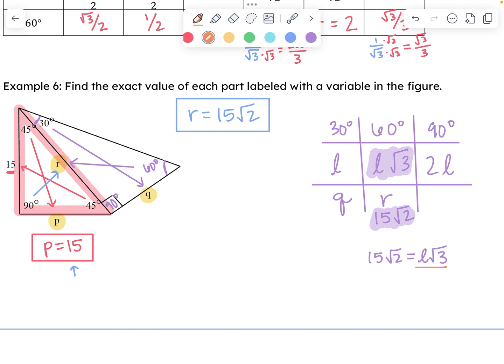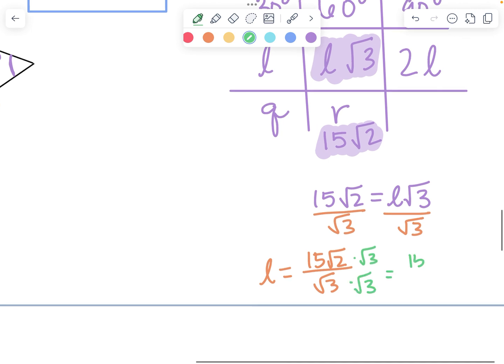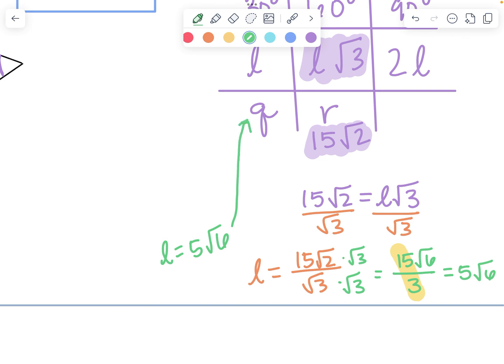So to solve for L, I can just divide both sides by the square root of 3. L is going to equal 15 square root of 2 over square root of 3. Now I do have to rationalize my denominator, so I'm going to multiply top and bottom by the square root of 3. So I get 15 square root of 6 over 3. And then I do have to simplify that fraction. So I do end up getting 5 square root of 6. So if L equals 5 square root of 6, then I know that that's what Q equals. And I've found all of the labeled parts in this picture that I need to find.